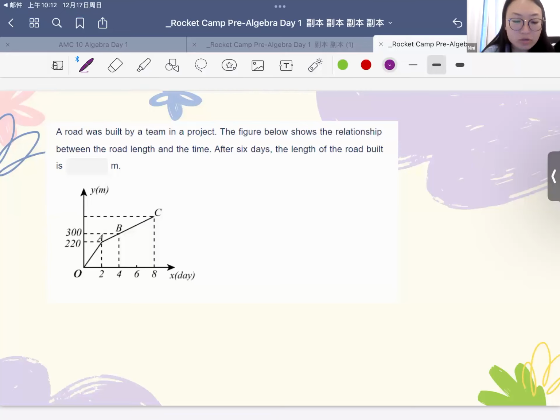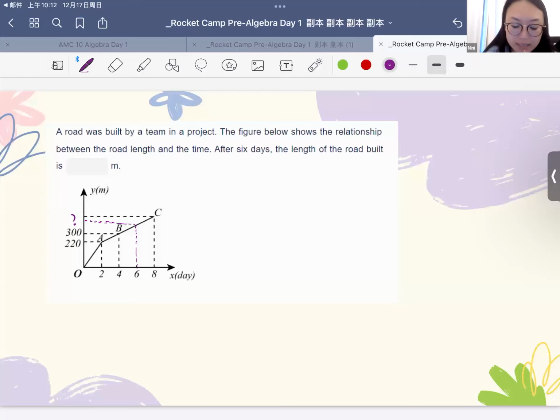So basically, this is a graph showing that a road is built by a team, okay? And the figure below shows the relationship between the road length and the time. And after 6 days, we want to calculate what is the length of the road built. So for this question, basically, we just want to calculate what is the y coordinate, right? What is the y coordinate for this point? So do you think we need to calculate the exact value for the linear equation, like y equals mx plus b? We can definitely do it.